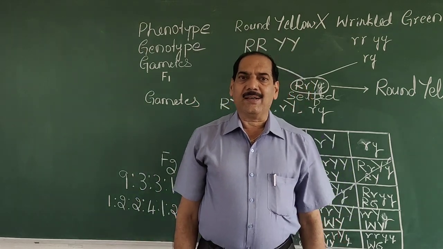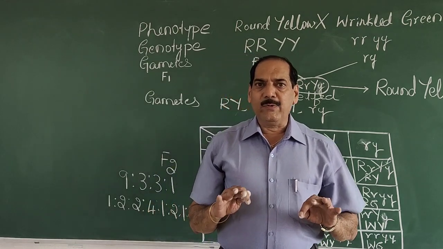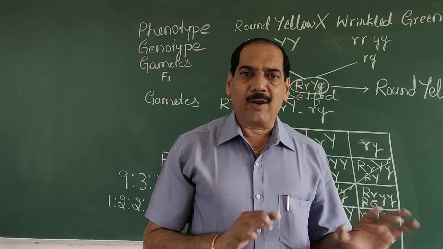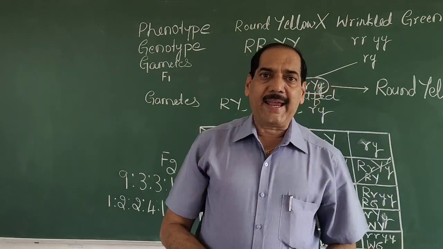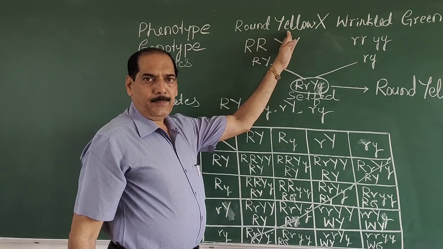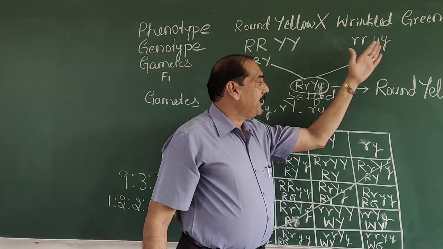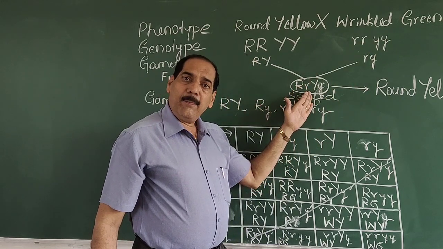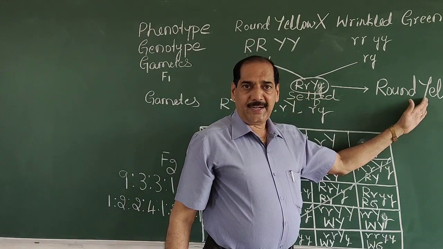What is a dihybrid cross? The crossing of two plants or two animals that differ in two alternate characters is called a dihybrid cross or two gene inheritance. Here in a dihybrid cross, when a round yellow seeded pea plant is crossed with a wrinkled green seeded pea plant, in the F1 generation all dihybrid plants produce round yellow seeded pea plants.